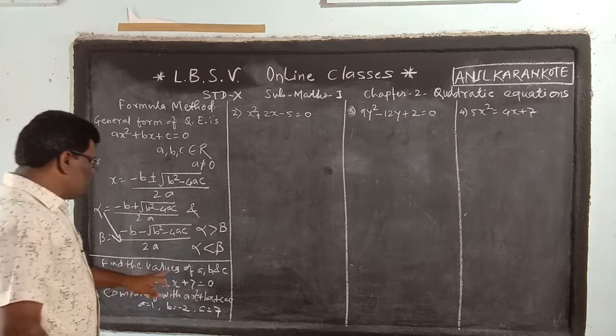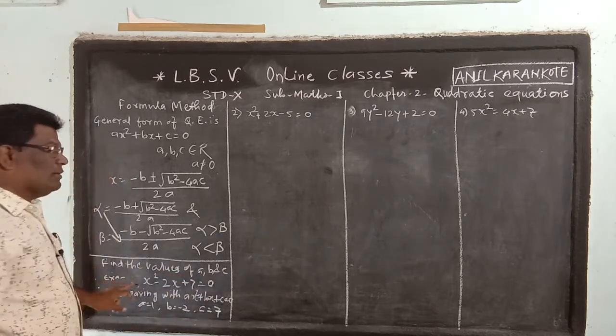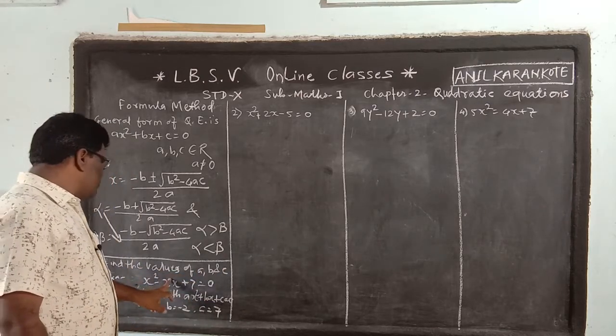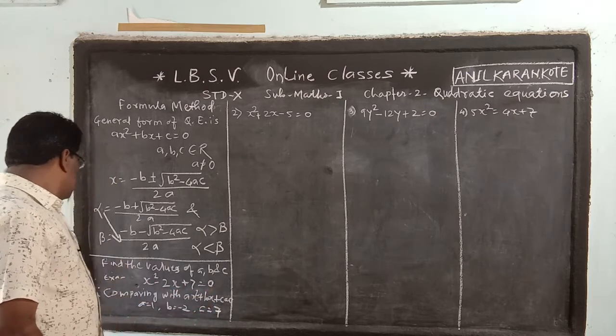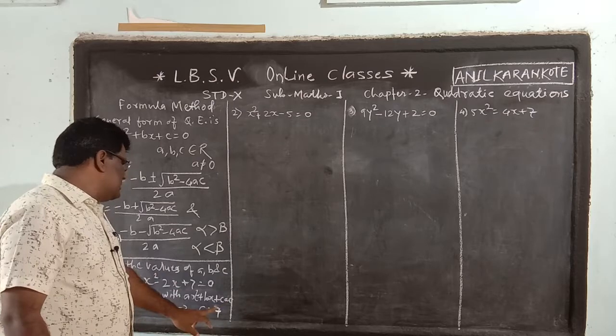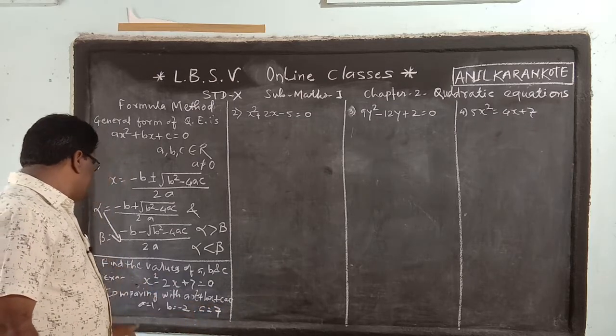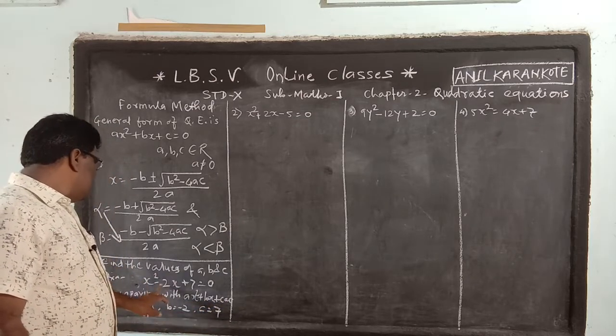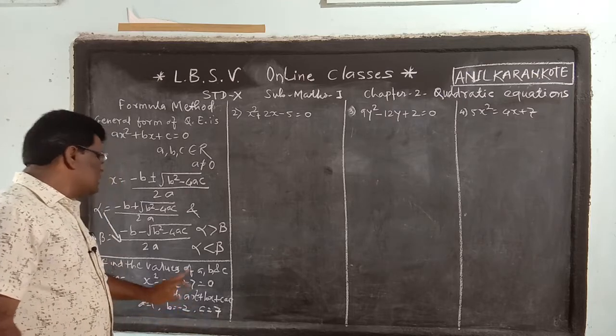Now find the values of a, b, c from the equation. Our equation is x square minus 2x plus 7 is equal to 0. Therefore comparing with ax square plus bx plus c is equal to 0, that is the standard form of quadratic equation, we get a is equal to 1, b is equal to minus 2 and c is equal to 7.